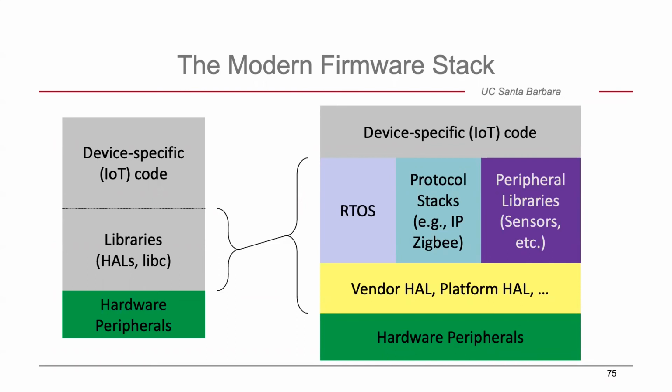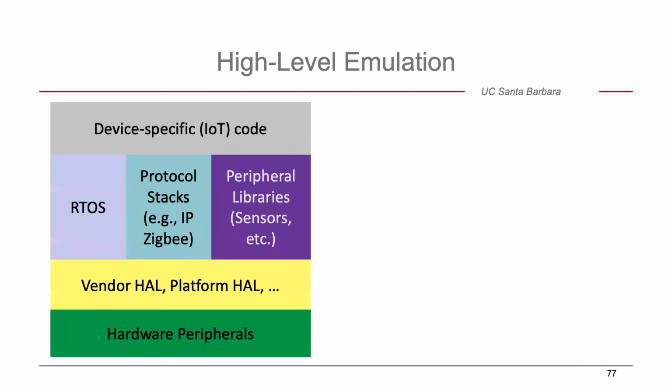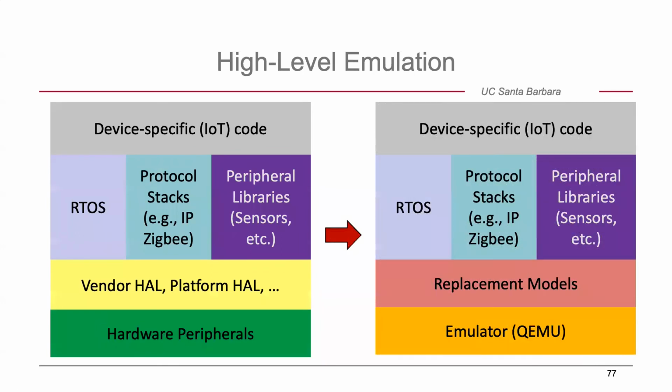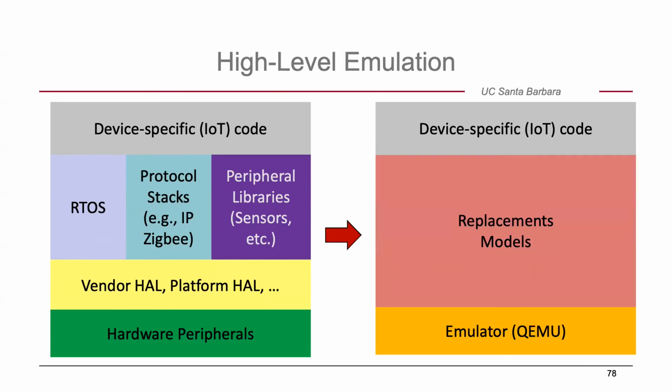And so that is the system that we built, which was called Hallucinator, which basically did high-level emulation, right? So in this particular case, we're having, as usual, the emulator and MMIO, and then instead of having hardware models, we're having replacement models at the level of the HAL, or at the level even of the entire libraries, right?